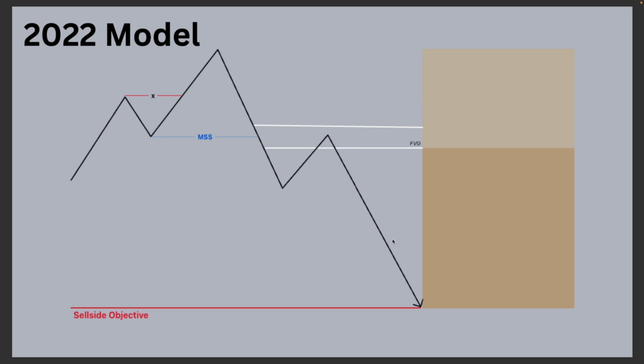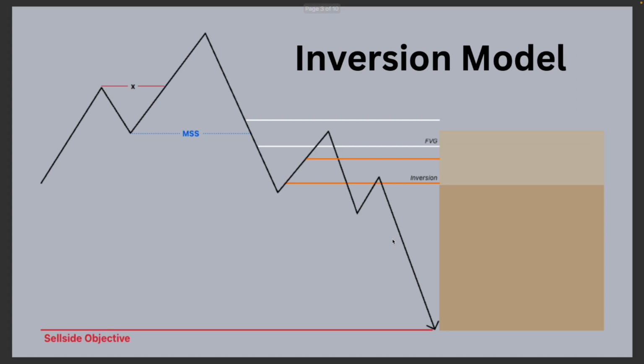Now, the main framework of why I add inversions to this is to reduce risk, and we have a couple examples of how inversions can help reduce this risk. So before we get into actual price action, this is a graphic of the inversion model. So it's the same thing. Our bias is bearish and we want delivery to this sell side objective. We have the buy side purged, the market structure shift, and the fair value gap.